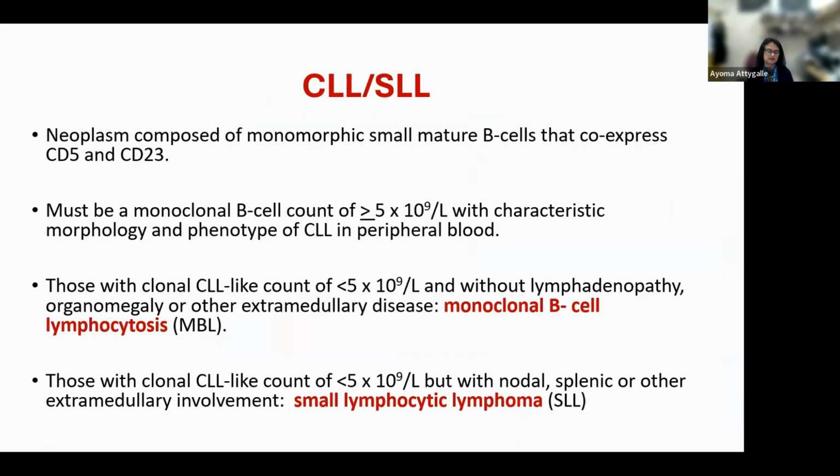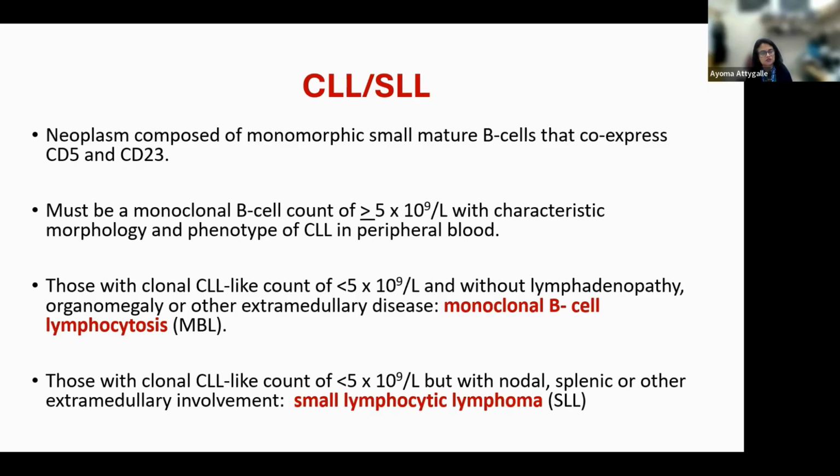So CLL/SLL is essentially a neoplasm composed of monomorphic small mature cells. This is not taking into account the proliferation centers. This is what you see in the blood, really. Mature B cells that co-express CD5 and CD23. It must be a monoclonal B-cell count of at least 5 × 10⁹ per liter with characteristic morphology and phenotype of CLL in the peripheral blood for us to call it CLL.